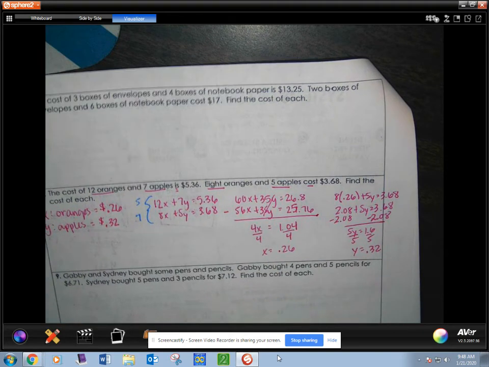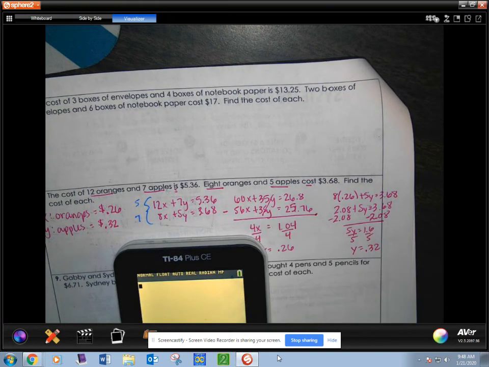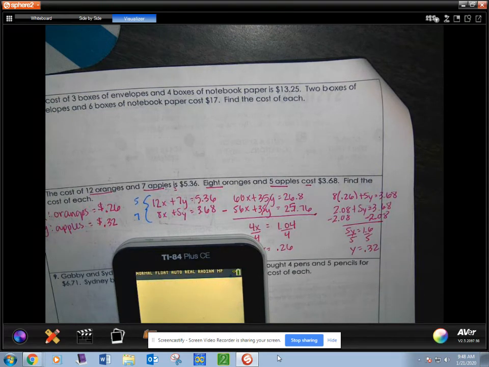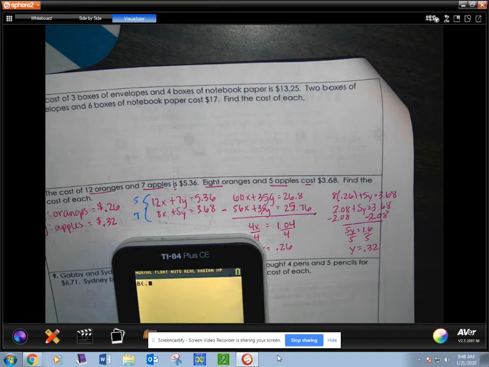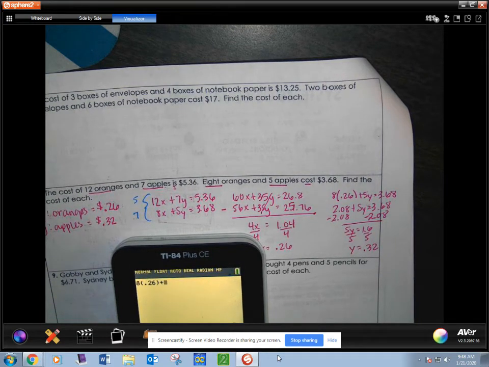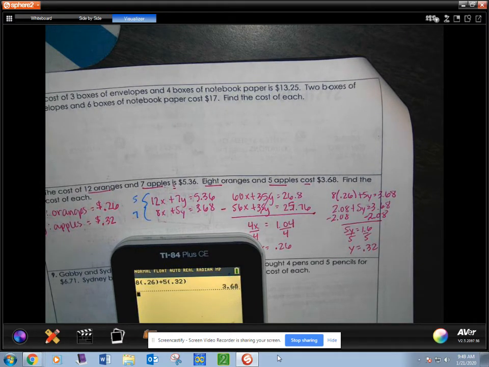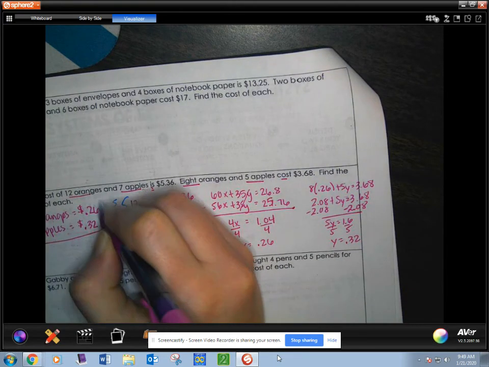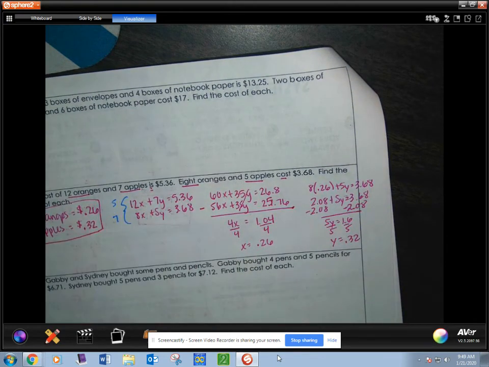Now I'm going to check this and see if it works by going back to my original equations. I'm going to do 12 open parentheses 0.26 because x is 0.26 plus 7 open parentheses 0.32, and I should get 5.36. I did, so now I check the other one. We're going to do 8 open parentheses 0.26 plus 5 open parentheses 0.32, and I should get 3.68, which I did. Therefore, my answers are correct. There's my answer. Okay, one more.